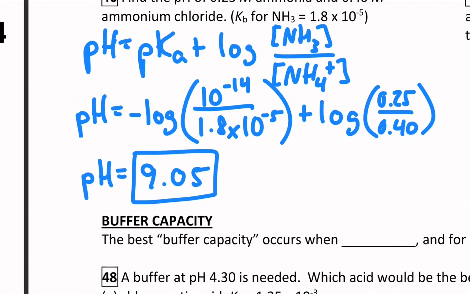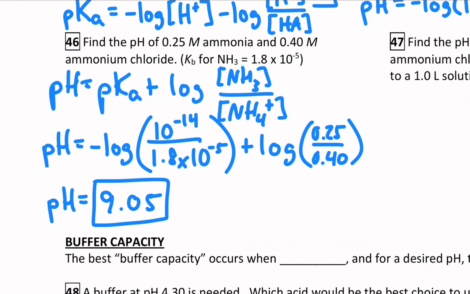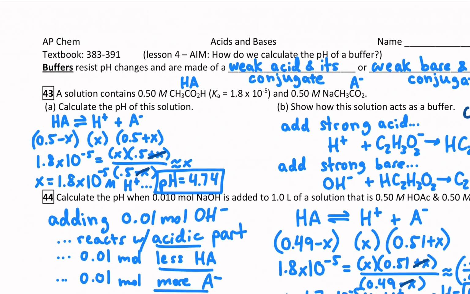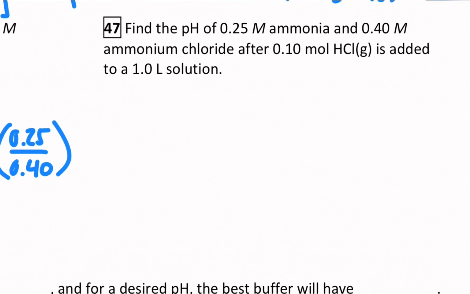Makes sense. It's basic. Usually buffers that are made of a weak base and some of their conjugate have a basic pH. Not always, but that's pretty common. When you have a weak base in its conjugate, it's usually a basic buffer, as opposed to a weak acid in its conjugate. That's usually an acidic buffer. It depends on the molarities, though.